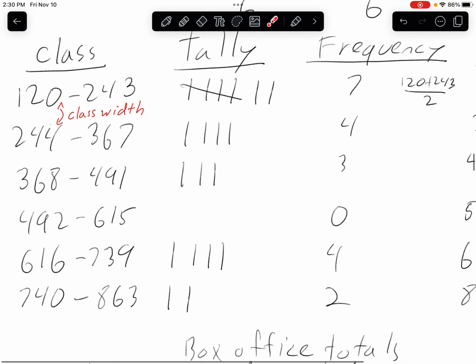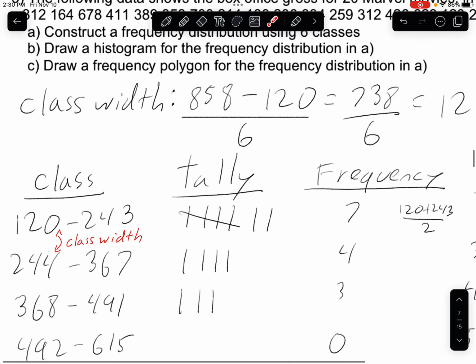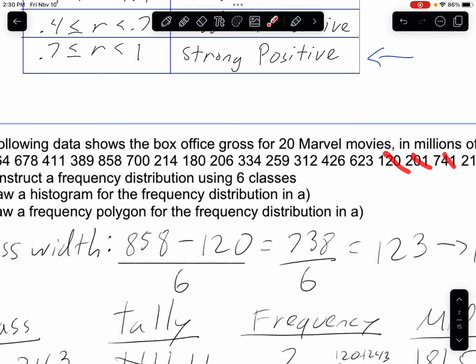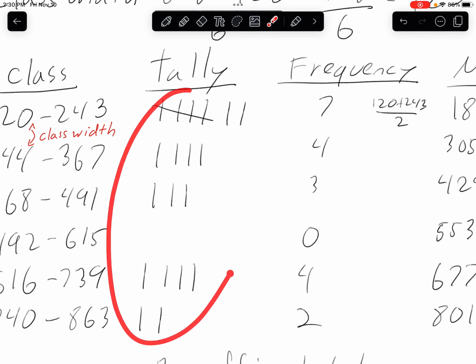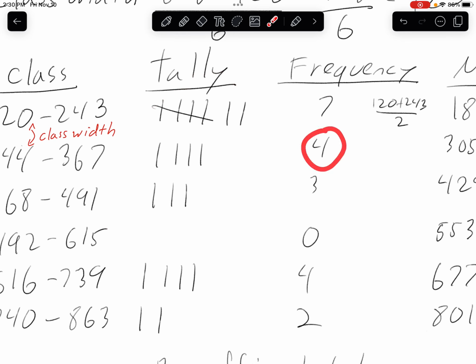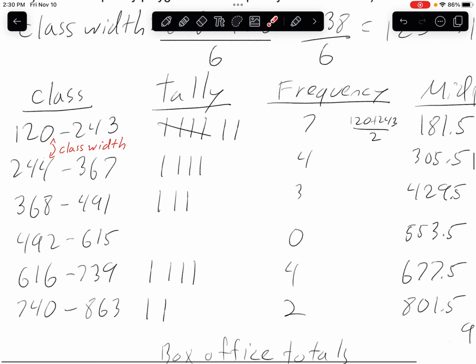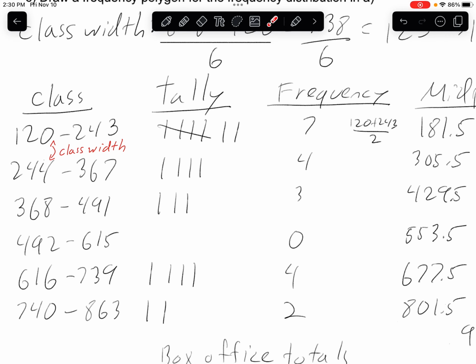768 falls into the second highest class, 616 up to 739, and we repeat this until we have looked at all 20 entries, keeping a running tally for each class. So it ends up with 7 for the first, 4, 3, 0 for the middle here, and then 4, and then 2. So this concludes our frequency distribution.